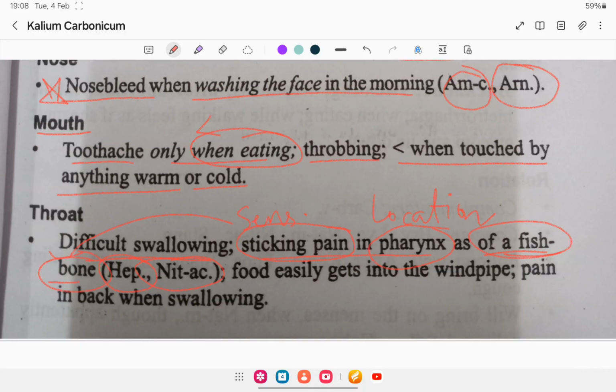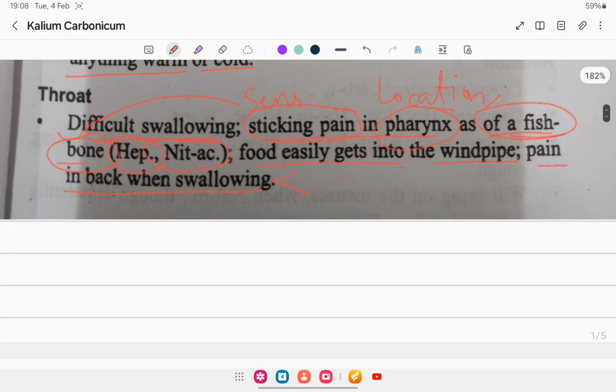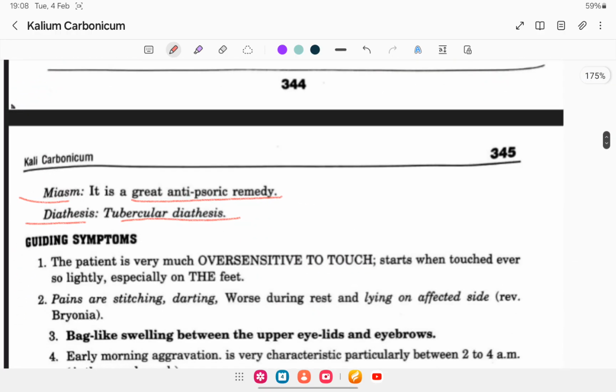Sticking pain, food easily gets into the windpipe, pain in the back when swallowing, aggravation when swallowing. This one is the modality. Difficult swallowing. So this is all about throat symptoms.